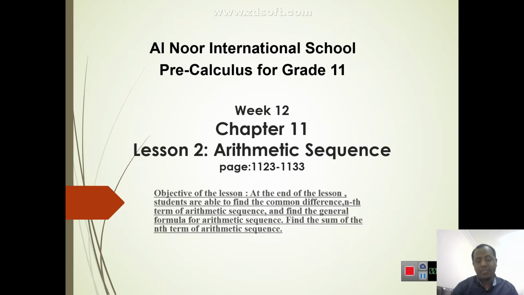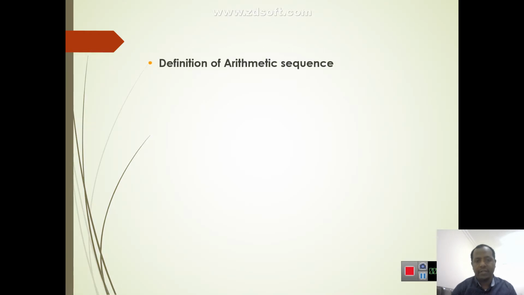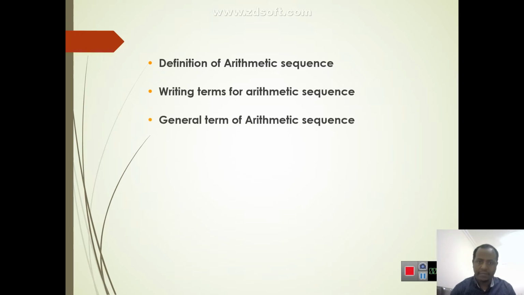At the end of the lesson, you should be able to find the common difference, the nth term of an arithmetic sequence, and also the sum of the nth term of an arithmetic sequence. In this lesson, you are going to learn what an arithmetic sequence is, how to find the terms of an arithmetic sequence, and the general formula for an arithmetic sequence and its application.